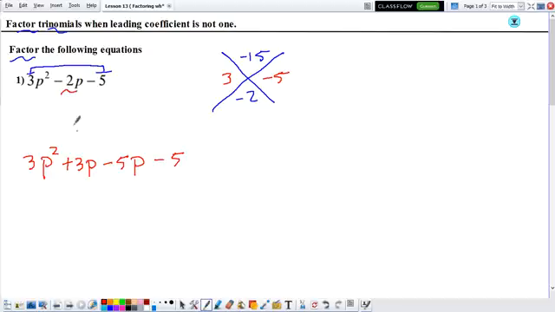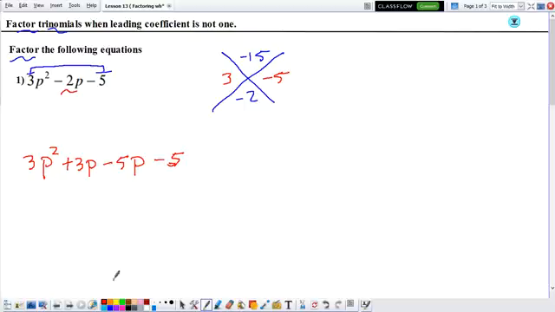So notice that all I did here was rewrite the middle number. Instead of writing it as -2p, I wrote it as 3p minus 5p, because 3p minus 5p is -2p, which is what I started with. So all I did was rewrite the middle number using the factors that I found. Now, why did I write it this way? It's because now we have 4 terms, and now we can factor by grouping.